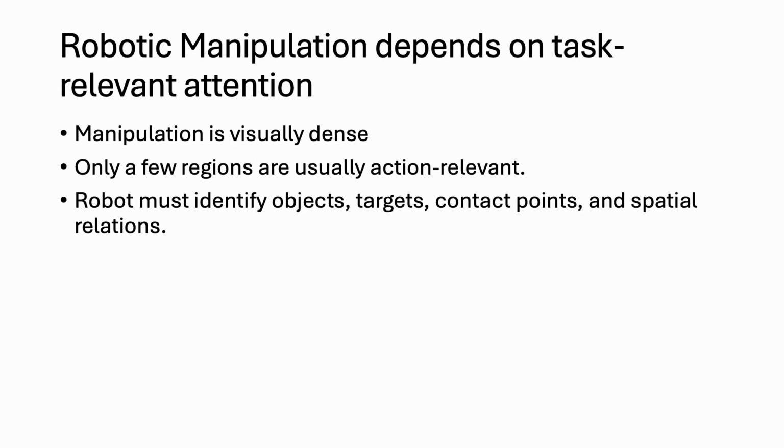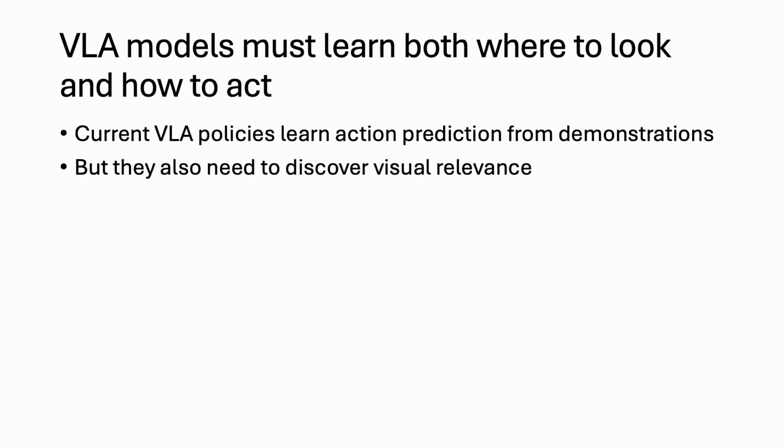In a manipulation task, the robot receives a full image, but the action often depends on a small number of task relevant regions: the object to grasp, the target location, or maybe the contact boundary. The issue is that action supervision alone asks the policy to solve two problems at once: discover where the important visual information is, and then learn the correct action from it.